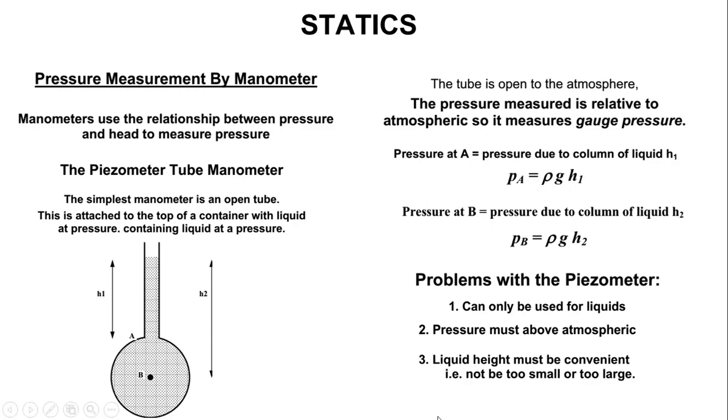So just simply measure this height of the fluid that we have and multiply by the density of the fluid and gravity. The problem with the piezometer is that it can only be used for liquids, the pressure must be above atmospheric pressure, and the liquid height must be convenient, not too small and not too large. Those are some of the inconveniences that we can get when using a piezometer tube.